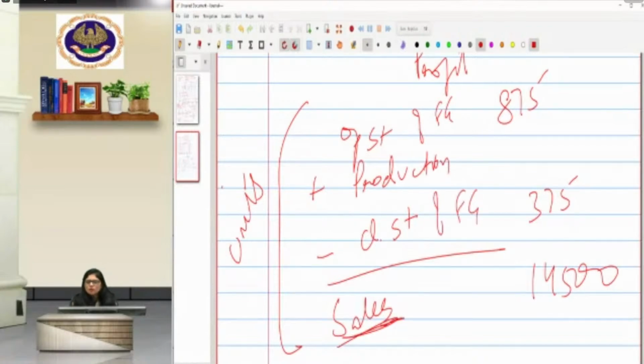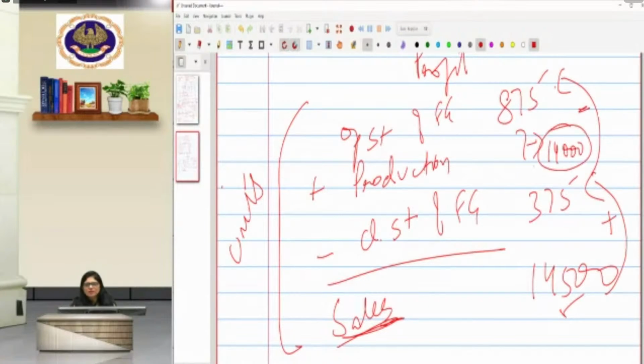Clear? The units of goods sold are given. Closing stock is given. We don't know the units produced. Opening stock is given. So work backwards. 14,500 plus 375 and minus 875. You will get this answer, which will come out to be 14,000. Clear? This is how it has to become. You have to calculate the units produced.